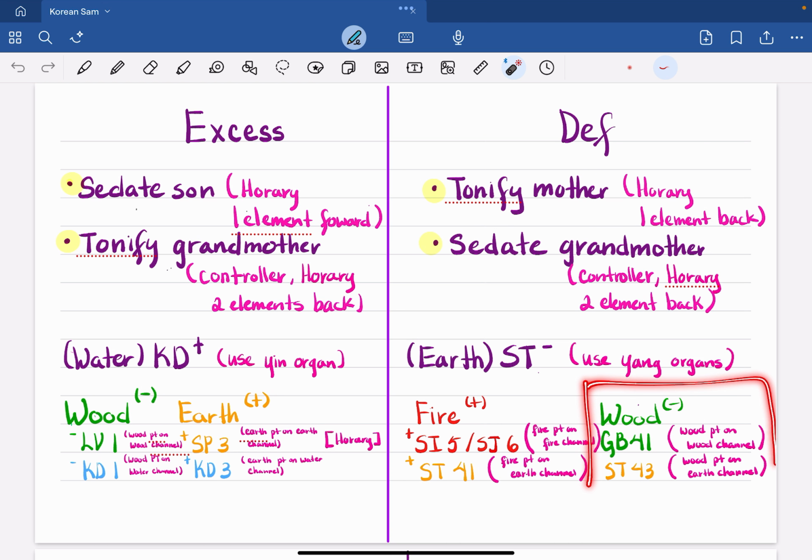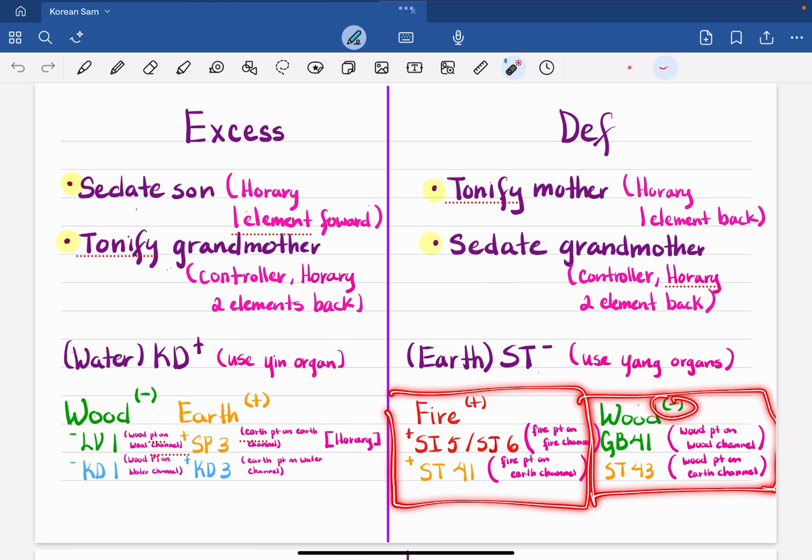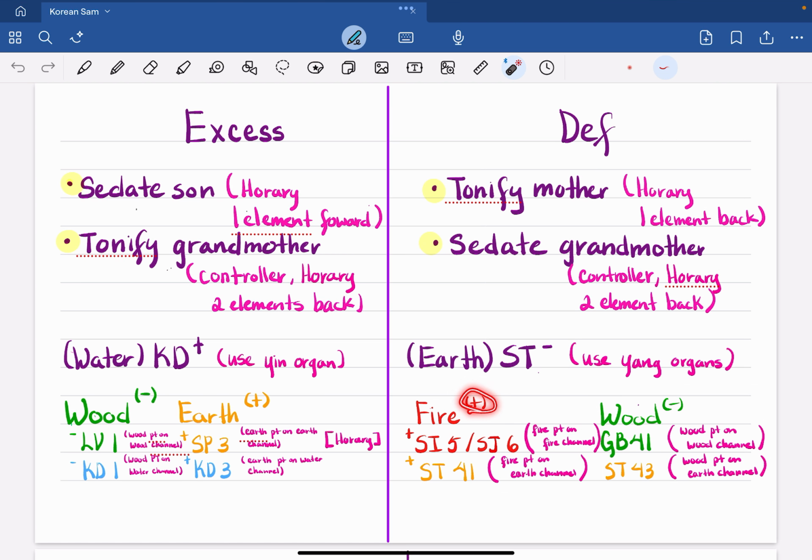Now, to suffice the second rule, we have to sedate the grandmother, which is wood. And it's going to be a yang organ of the wood, which is gallbladder 41, or the horary point is gallbladder 41. Now you'll find the wood point on the earth channel, in this case the stomach, and that'll be stomach 43. And you'll remember that for the wood, at least in here, you have to sedate it, and here you have to tonify it. This is why these markers are here. Same thing for right here as well. And then you have your 4 points.